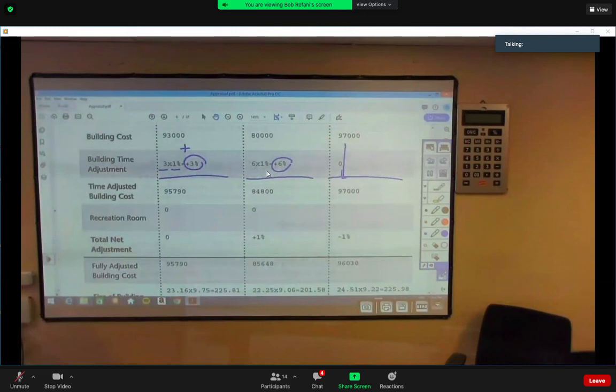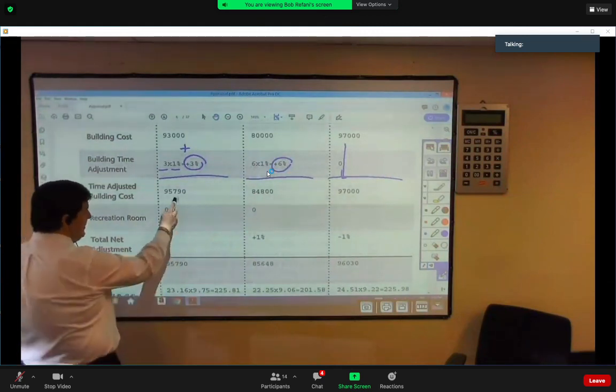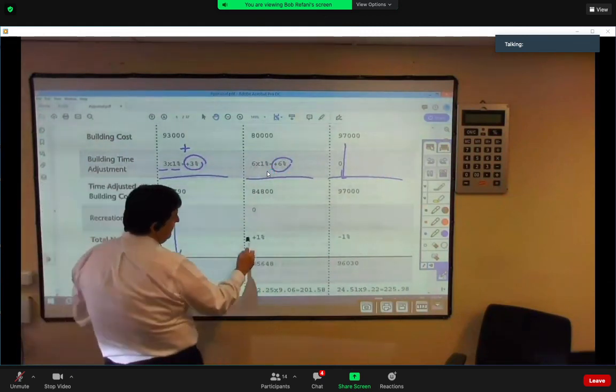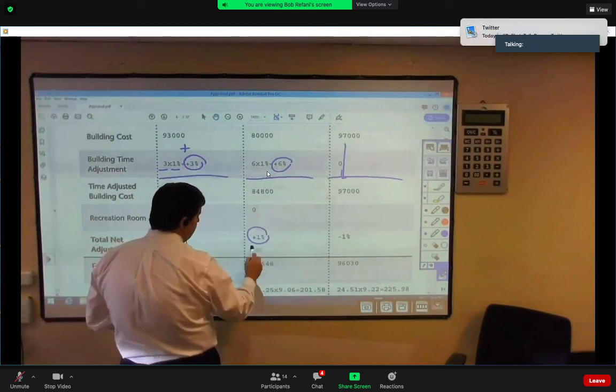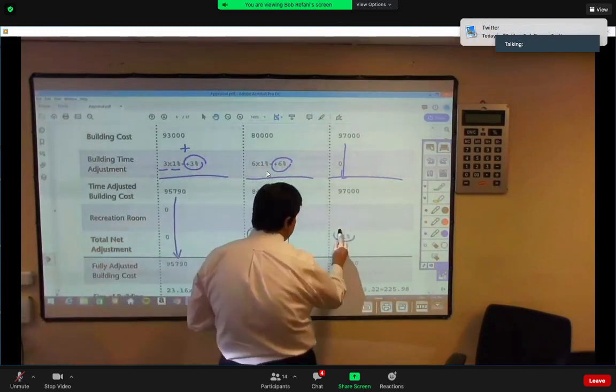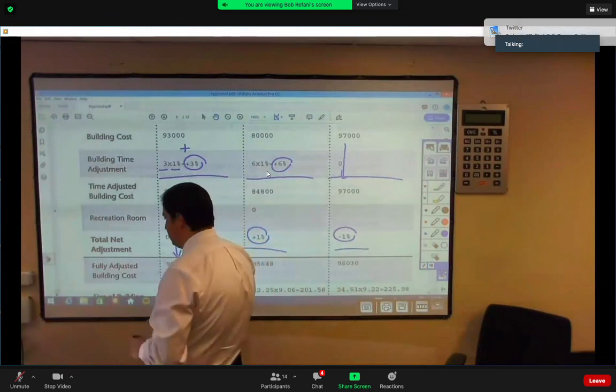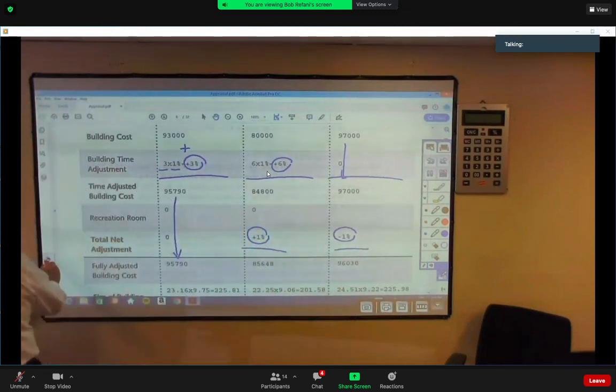Where does it say the building time adjustment? 1% on the previous page. They say 1% per month, the building values went up. And this one doesn't have any other adjustment. This one had something less that you had to add, and this one had something more that you had to subtract. So this one is 9 marks in the exam.